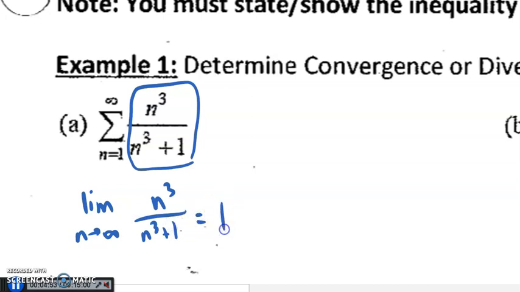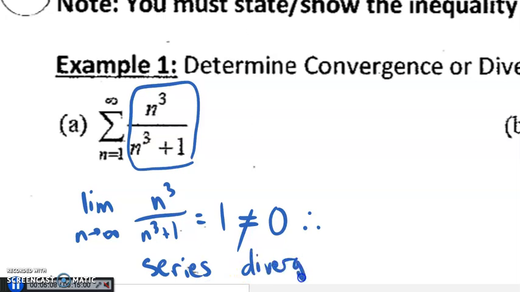Of course it's 1, right? And the important thing about that limit is that it's not equal to 0. If it's not equal to 0, then we can say the series diverges by what? Yeah, the nth term test.